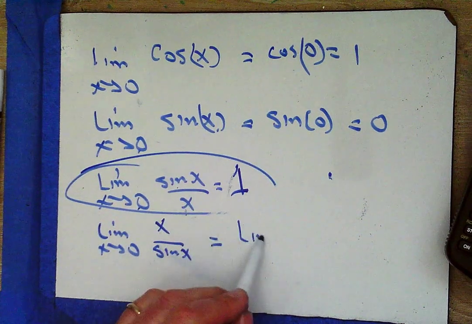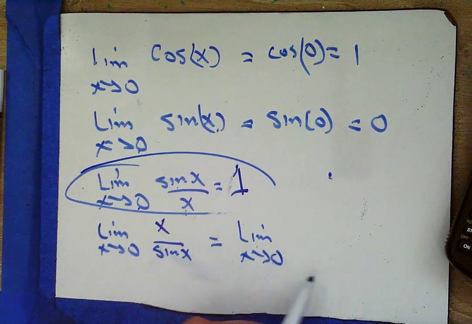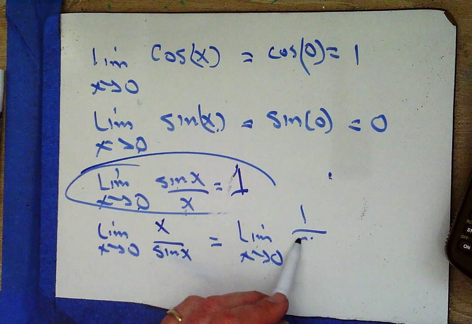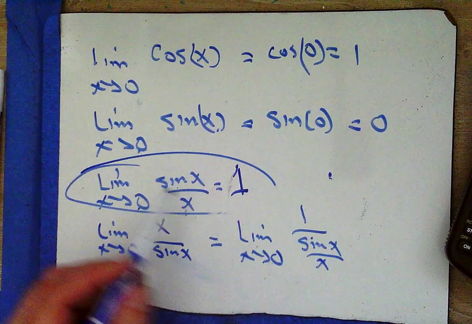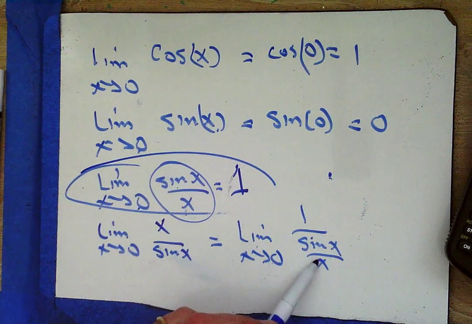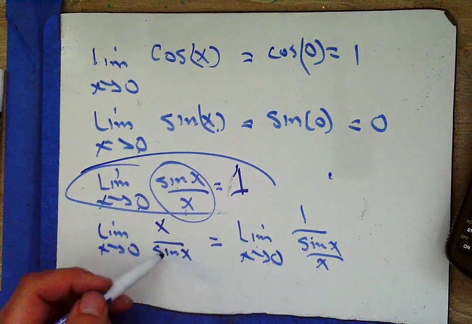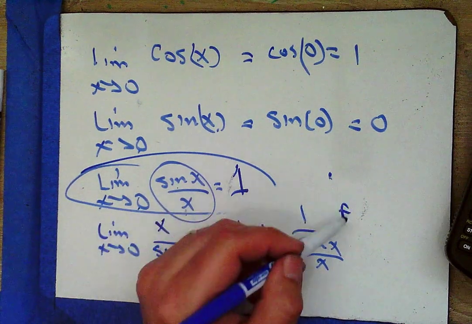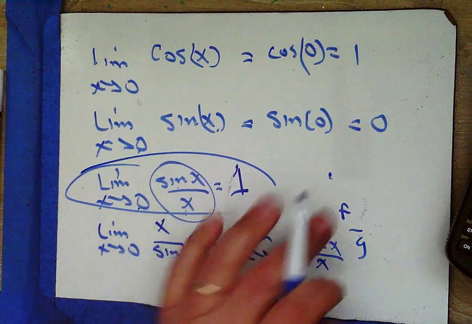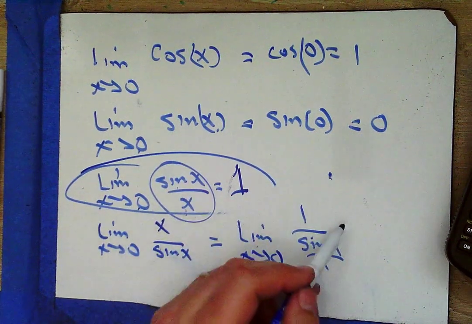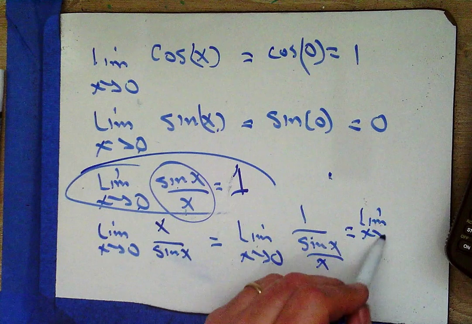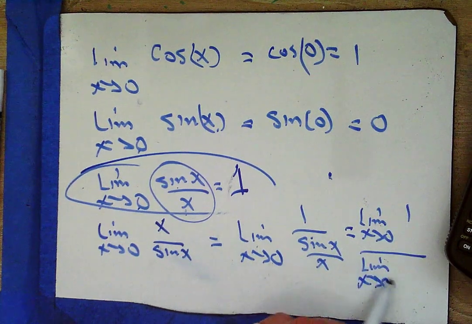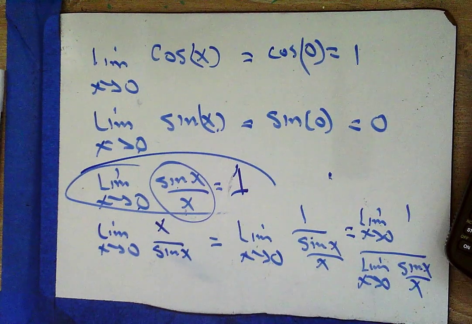And I'm saying, hey, that'll be the same as the limit as x approaches 0 of 1 over sine x over x, right? I know this one, so I want to use it. But I have to turn this into something that uses that. So I'm using that property, that f over g property, to evaluate this limit. Now that's going to be the limit as x approaches 0 of 1 divided by the limit as x approaches 0 of sine x over x.